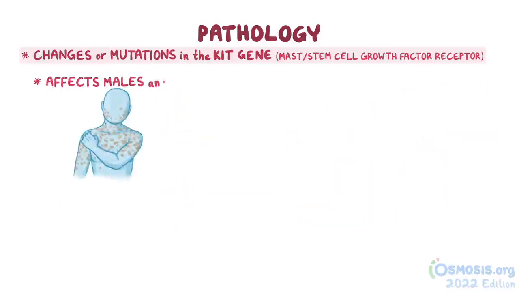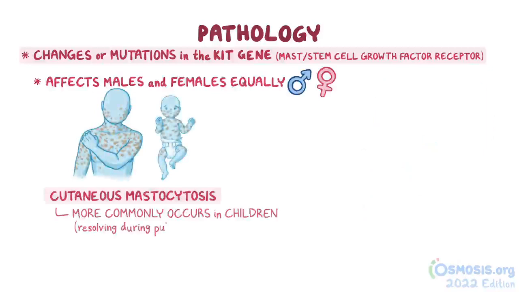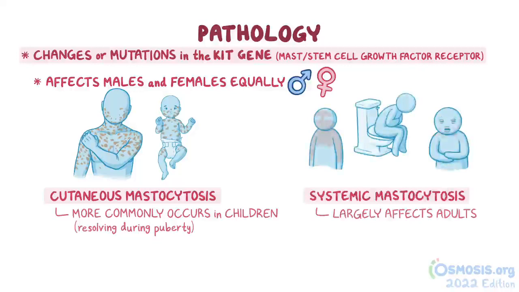Mastocytosis can affect males and females equally. Cutaneous mastocytosis more commonly occurs in children, typically resolving during puberty. Systemic mastocytosis largely affects adults and tends to persist throughout life.